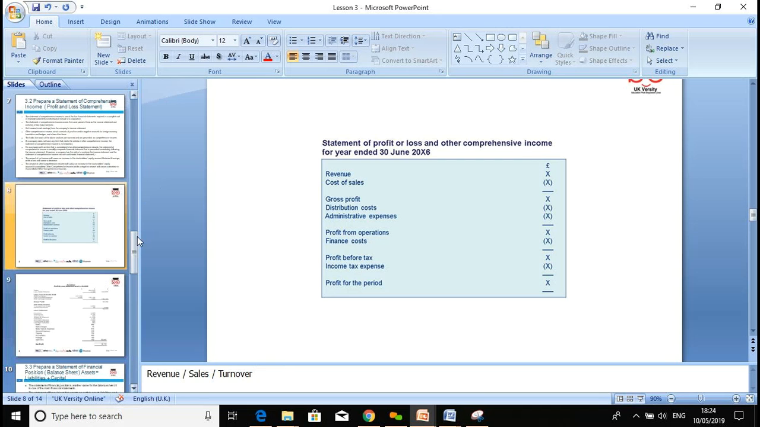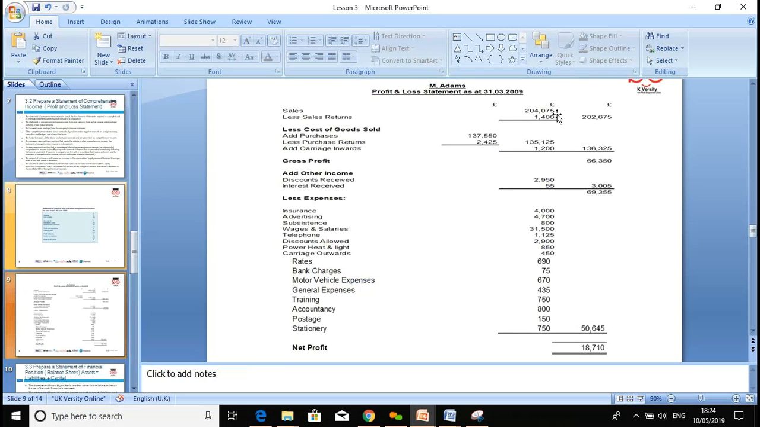Continuing the same question, ATHEM Limited will go here. Their sales figure is given as 4075, less sales returns, meaning the worth of goods returned to us. So my net sales is there, and I minus my cost of sales. We normally use the formula for cost of sales: opening inventory plus purchases less closing inventory. In this question, we don't have opening and closing inventory, we have just purchases. We have a purchase return, which we minus, and we add the carriage inward. Carriage inward means the delivery charge. That gives me my cost of sales. When I minus the cost of sales from the net sales figure, I get my gross profit.